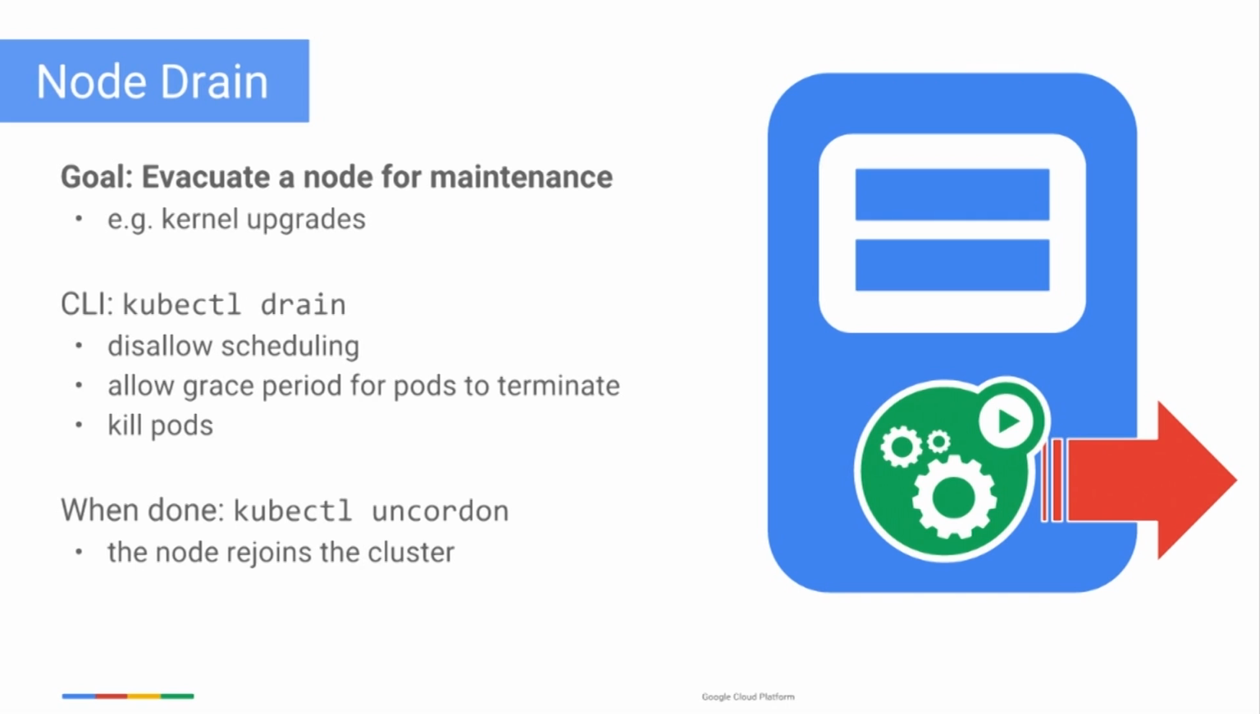Now you've got an empty machine, you can upgrade your kernel or upgrade your distribution or whatever it is that you need to do with that machine, replace the hard drive probably. And then when you're done, you can tell the system to uncordon that machine. Uncordon means let it start scheduling again. And then the node rejoins the cluster, and everybody's happy, and things go on the way they were before. I do not have a demo of this.